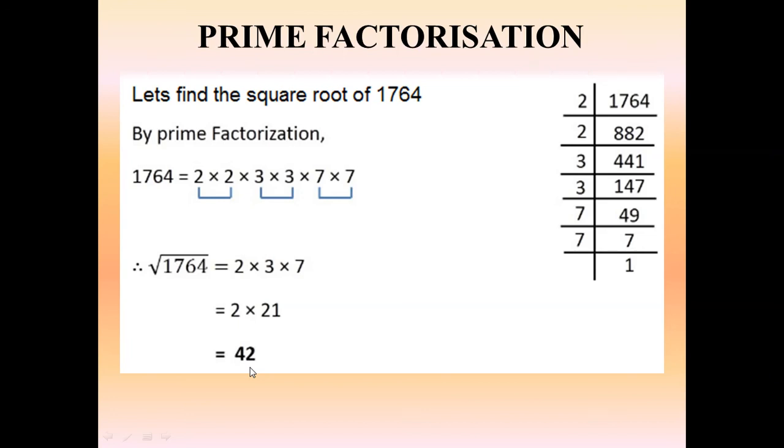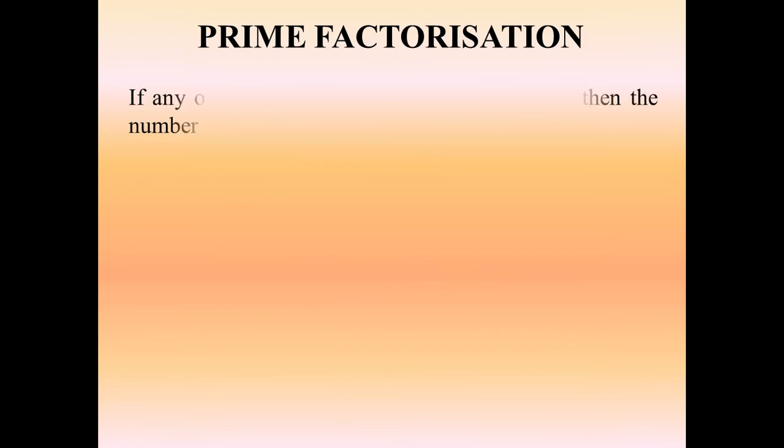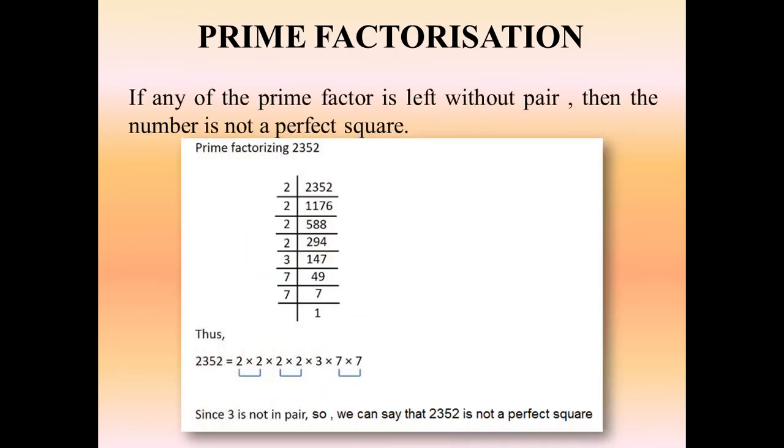If by chance a number is left without having a pair, like in this example, if I want to find the square root of 2352, then by doing the prime factorization and forming the pairs, we came to know that this 3, you can see, is not in a pair. This 3 is left out without any pair. So I can say that 2352 is not a perfect square.